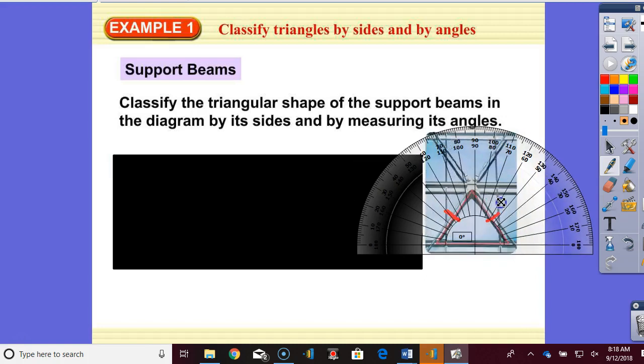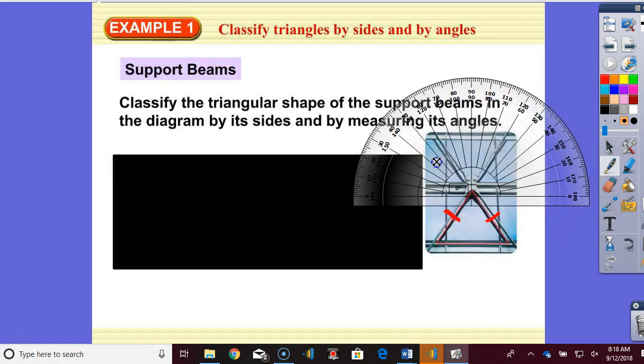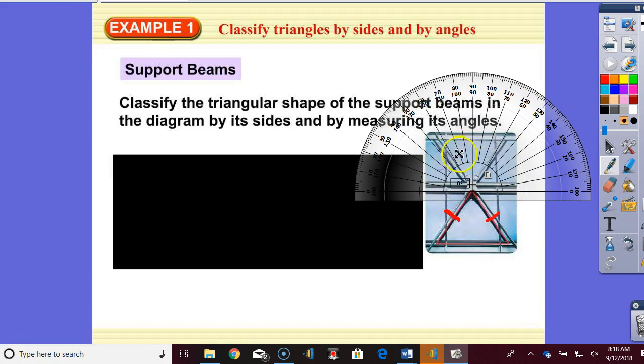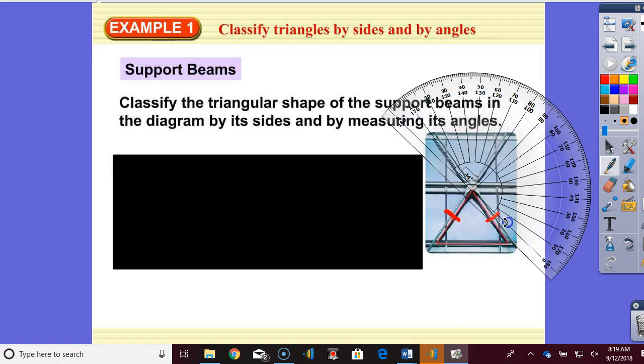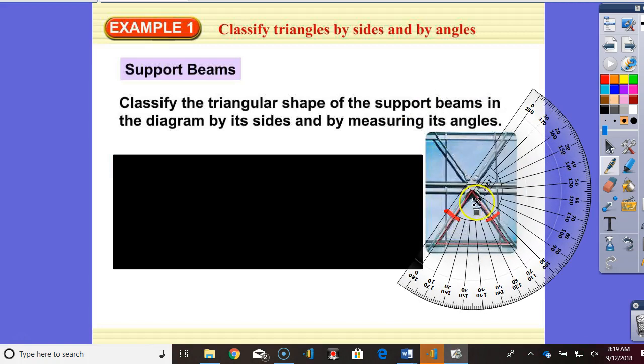Let's look at the other base angle. Because it's isosceles, they should be the same. So let's check it out. It's also 55 degrees. And then we can check out this top angle. I put the crosshairs on the vertex. I need to rotate this so that my 0 degrees is lined up with one of the legs. And then I'm looking to see where this falls, and it falls at 70 degrees.